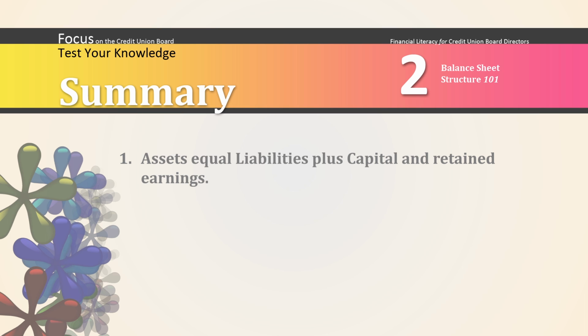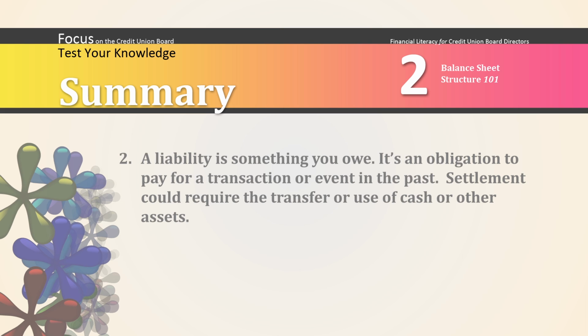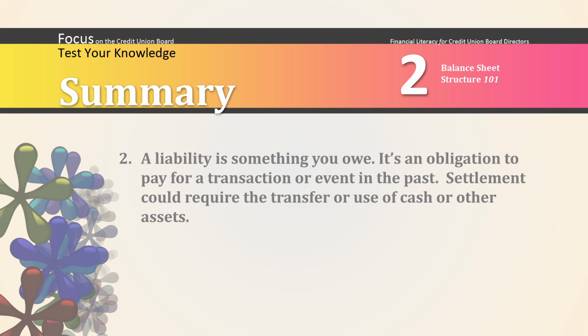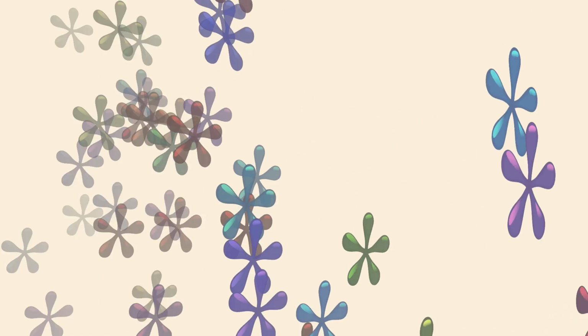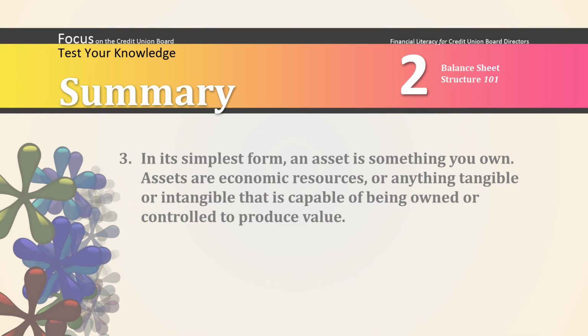Assets equal liabilities plus capital and retained earnings. A liability is something you owe. It's an obligation to pay for a transaction or event in the past. Settlement could require the transfer or use of cash or other assets. In its simplest form, an asset is something you own. Assets are economic resources or anything tangible or intangible that is capable of being owned or controlled to produce value.